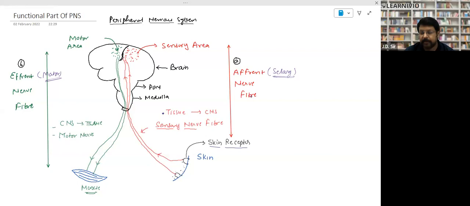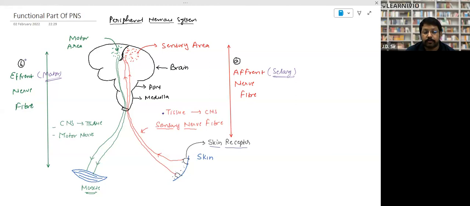Now, what will happen? There is another area in the brain that is called motor area. What will the motor area do? Motor area will take the decision and give the decision to the neurons. These neurons will reach the muscle, and they are called motor. Motor nerves are called efferent process, and they execute the order.